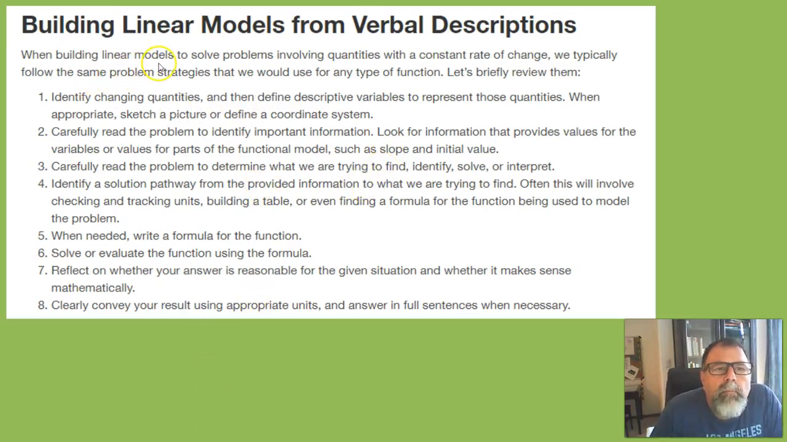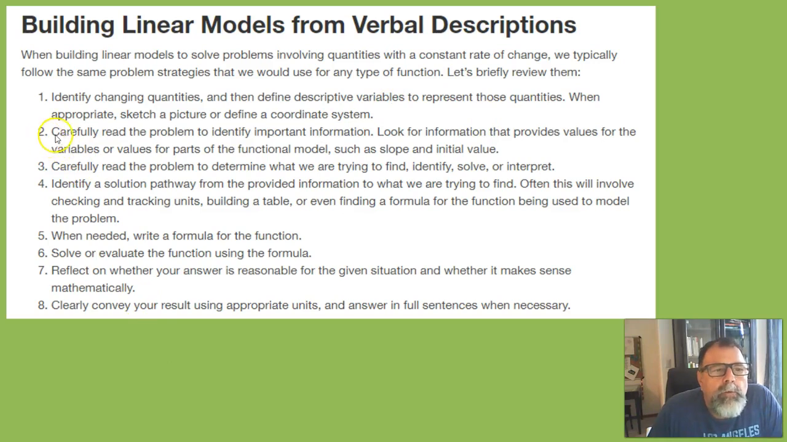When building linear models to solve problems involving quantities with a constant rate of change, we typically follow the same problem strategies that we would use for any type of function. Let's briefly review them. So first we want to identify changing quantities and then define descriptive variables to represent those quantities. When appropriate, sketch a picture or define a coordinate system.